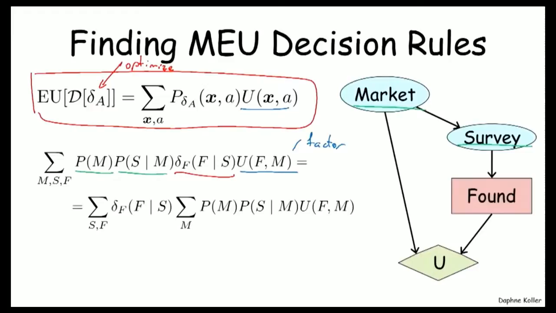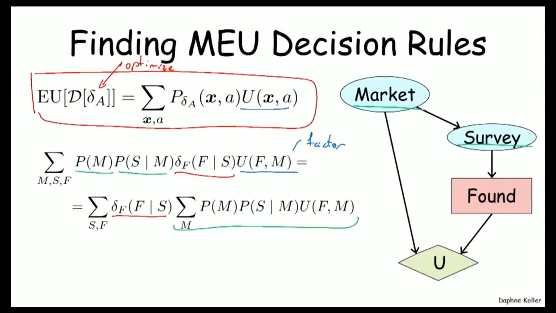Specifically, since we're trying to optimize over this expression, the delta F of F given S, we're going to push in everything that we don't currently need to manipulate, which is just F and S, the two things that appear in the factor of the decision rule. So specifically, we're going to push in M and leave within the summation over M all of the factors that depend on M. And so that gives us a sum over M, P of S given M, U of F, comma M.